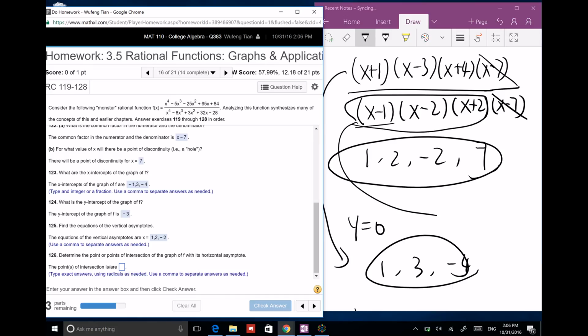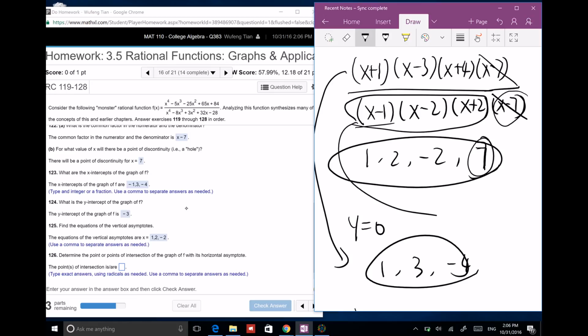What about the 7 here? Because the 7 cancelled out, 7 is not a vertical asymptote. It's a discontinuity point. You only have an open circle over there. It does not go to infinity. You only have a discontinuity point at that 7.